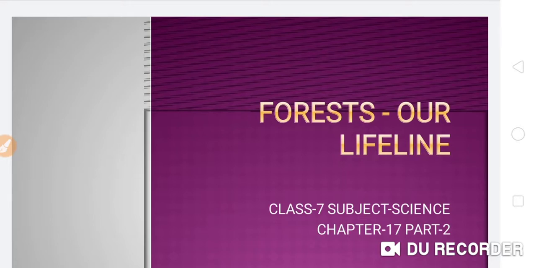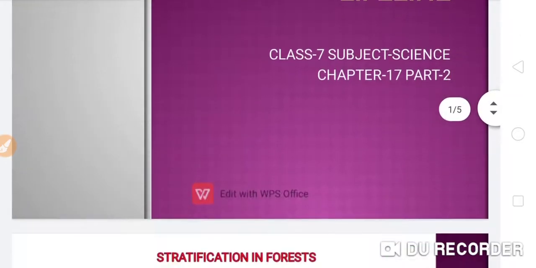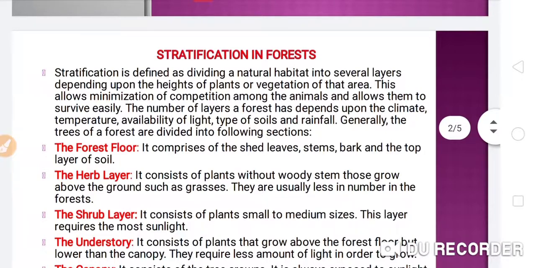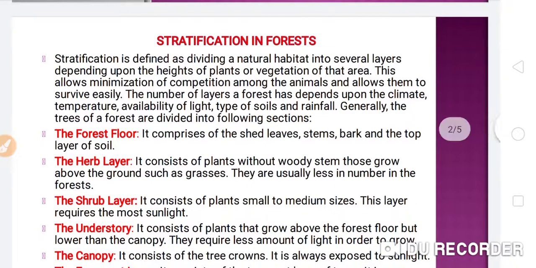In this video we are going to discuss the stratification in forests. So let's start, students. Let's see what is stratification in forests. First of all we should know what stratification is. If you define it, stratification is defined as dividing a natural habitat.